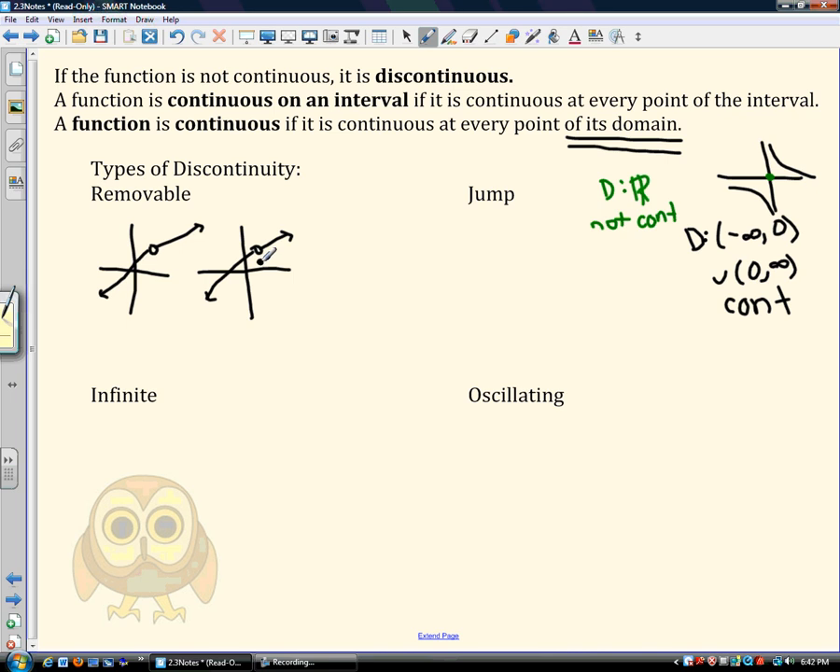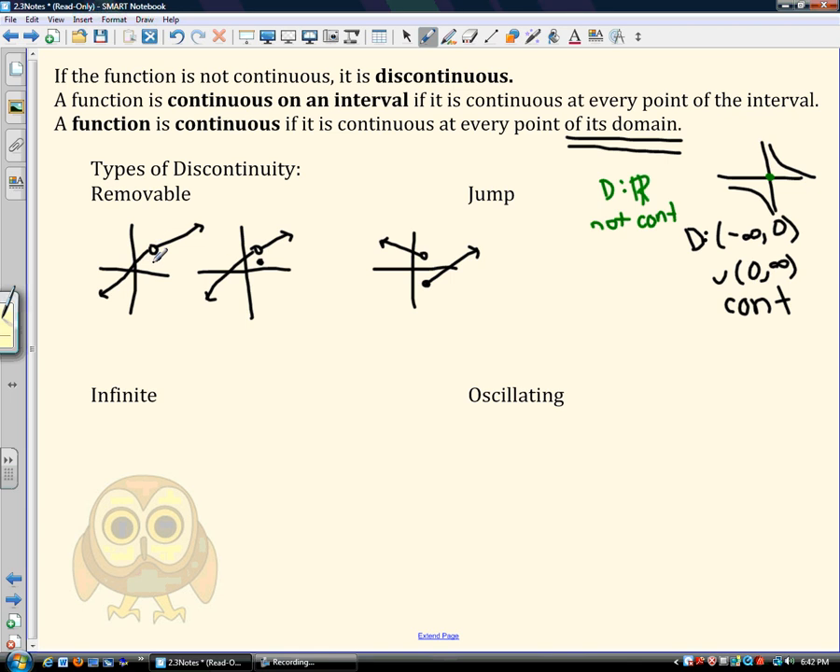So say it's right there, okay? So either there's just a hole, or there's a hole and then it's filled in someplace else. That's a removable discontinuity. A jump discontinuity says we're going along and all of a sudden we go somewhere else. Okay, so it actually jumped.